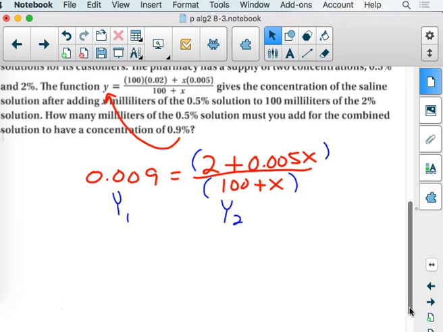0 point, did I miss a 0? 2 plus 0.005x. Oh, here's why. I forgot. It doesn't show up because 1 was too big. Remember I said 1 was going to be really large? So let's try 0.01 maybe?